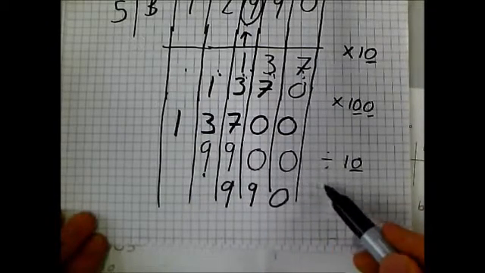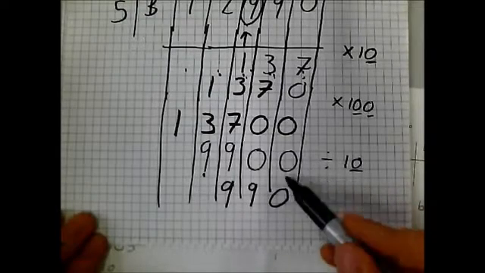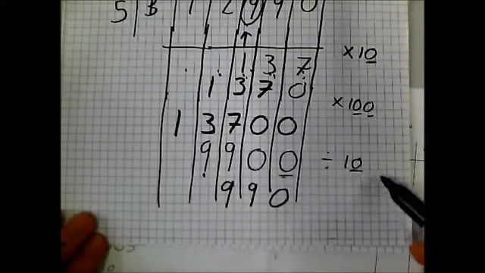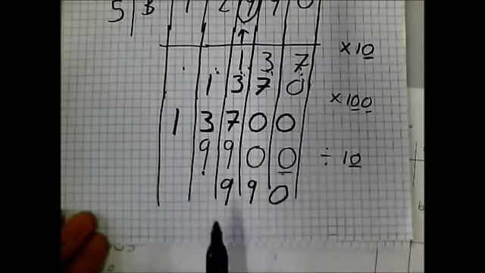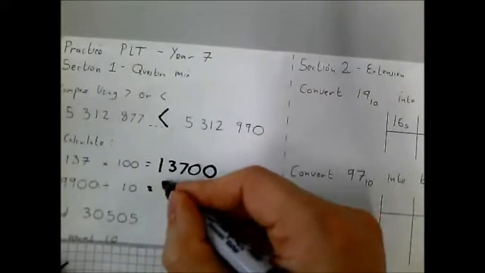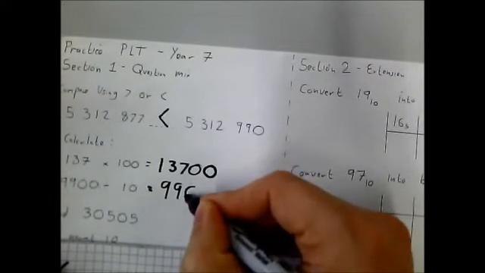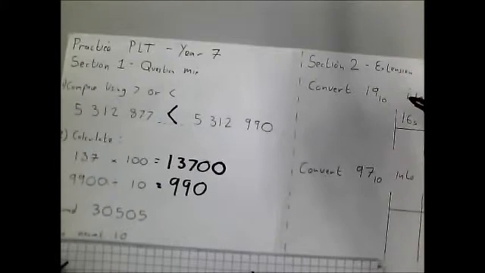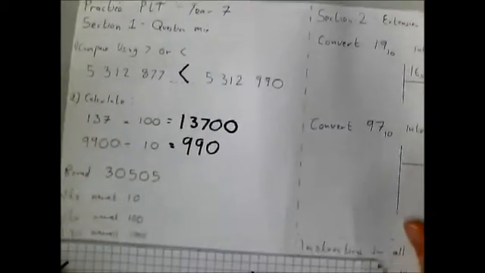Now this 0 would shift over to the next column along, but as it's just a 0 and there's no other numbers to the right of it, we don't need to put this one in. So it's just 990. When we go into decimals, that will become a little bit more complicated, but not too much so. That's the answer to that one.